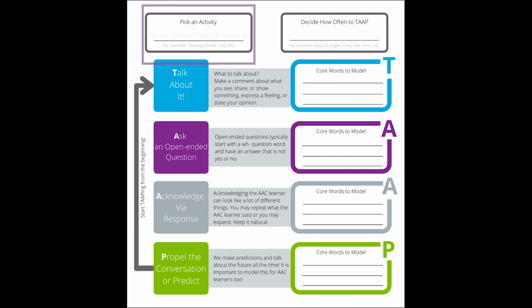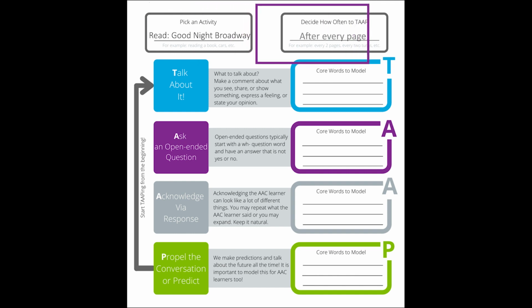The first step to tap your way through is to pick an activity. We've already done that. We're reading the book Good Night Broadway. Next, you decide how often you will stop and tap. For this story, we suggest tapping after every page of the book. So, how do you tap?